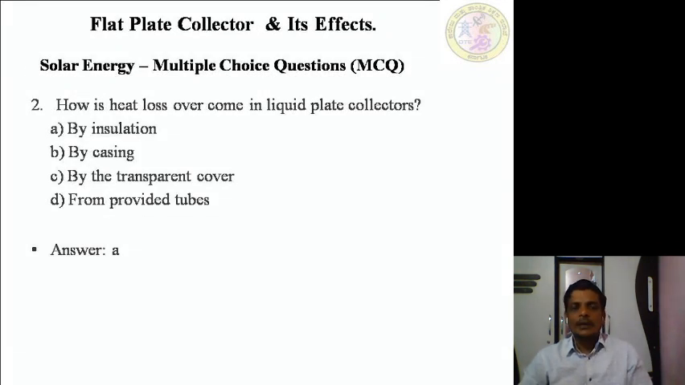Second question is, how is heat loss overcome in a liquid plate collector? Options are A, by insulation, B, by casing, C, by the transparent cover, D, from provided tubes. Here we know that heat loss occurs if there is improper insulation or no insulation, correct or not? That's why the answer is A, insulation. Correct? We go to the next.